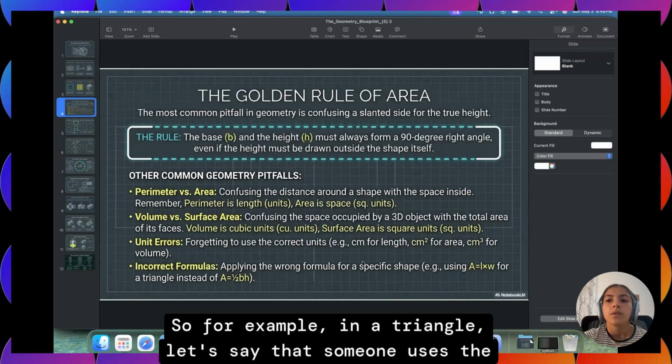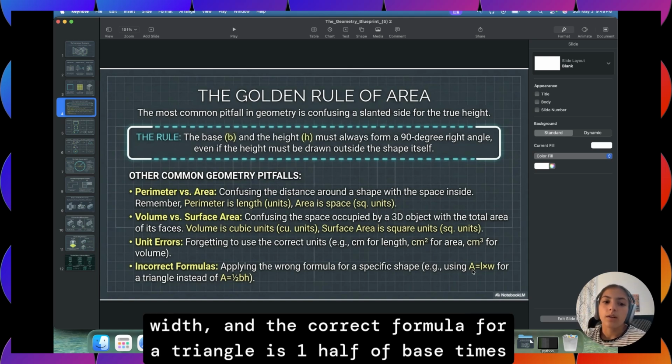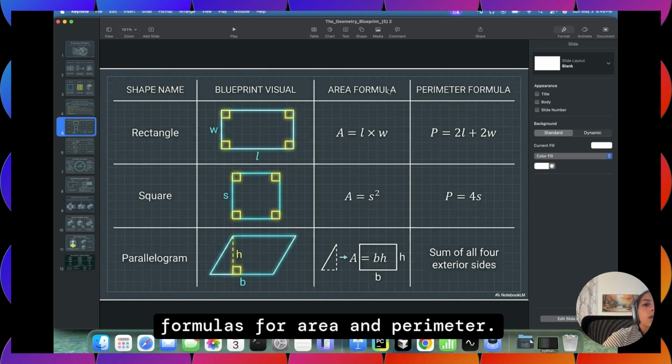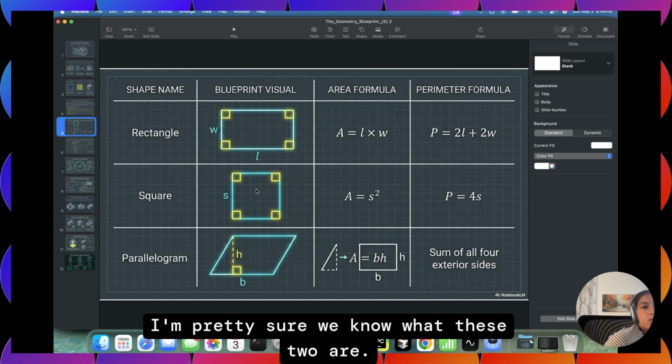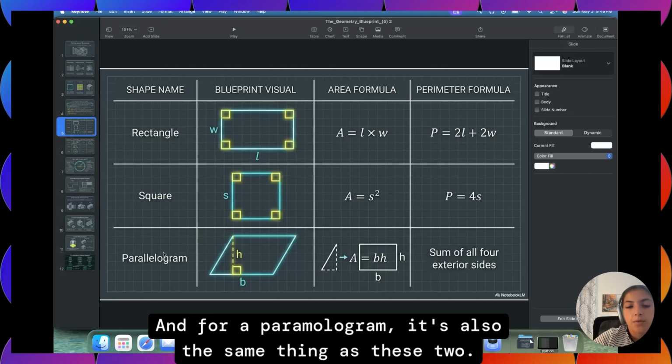So for example, in a triangle, let's say someone uses the area for the rectangle, which is length times width, and the correct formula for a triangle is 1/2 of base times height. So this is a formula sheet for most of the common shapes, with their formulas for area and perimeter. I'm pretty sure we know what these two are, they're really easy. And for a parallelogram, it's the same thing as these two.